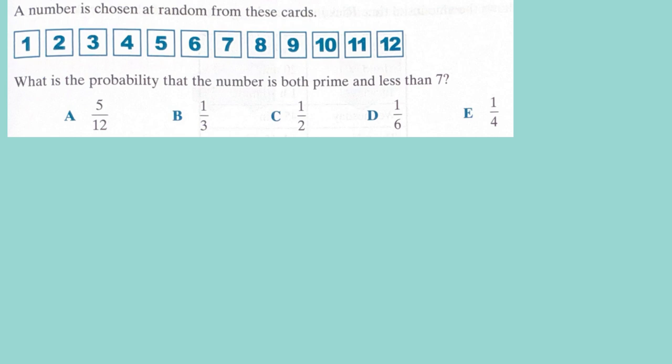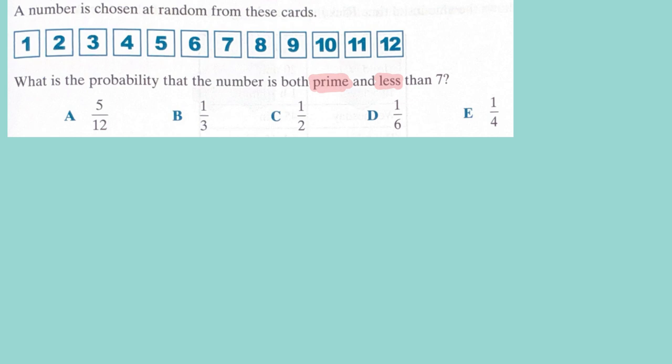In this question, a number is chosen at random from these cards, from 1 all the way up to 12. What is the probability that the number is both prime and less than 7? The reason I find this an interesting question is because it wants you to understand what prime is. And then also you have to pay attention to words such as less than.